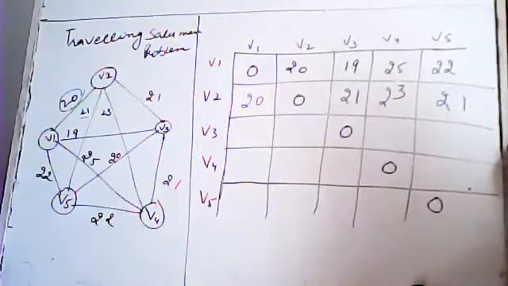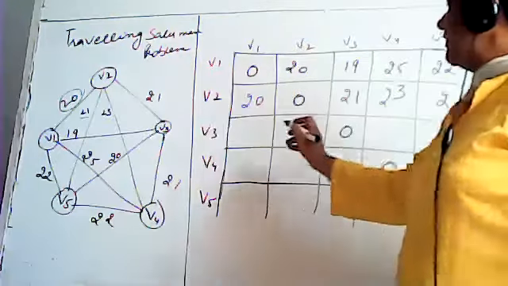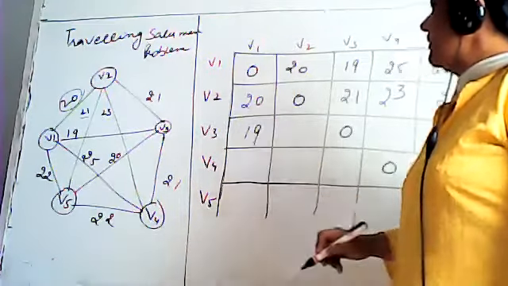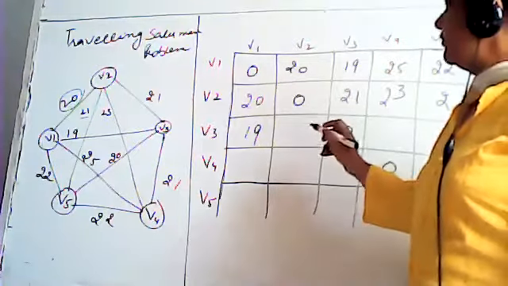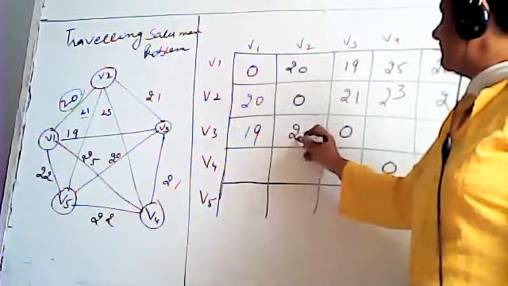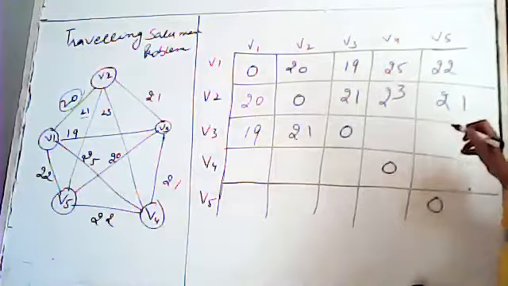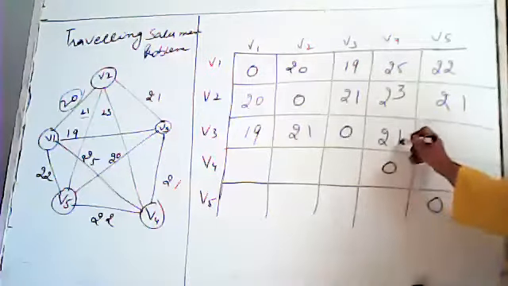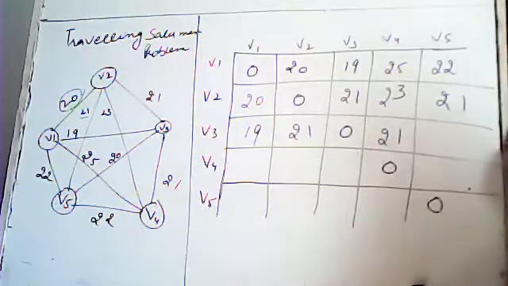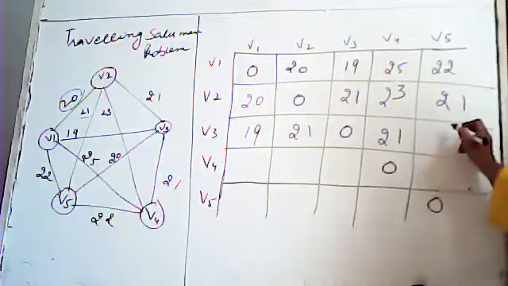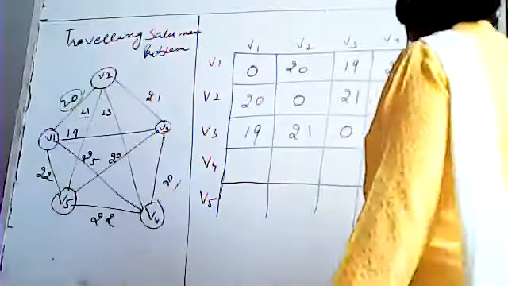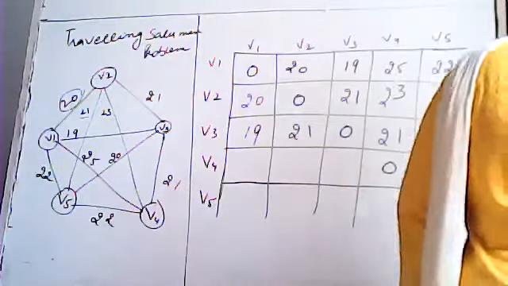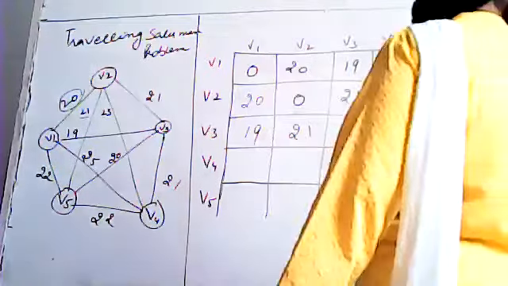Okay. Now from V3, you have to check the distance to each and every vertex. V3 to V1, it would be 19. Then V3 to V2, 21. Then V3 to V4, again 21. V3 to V5, 20. See, 20. Okay, so let's do the others.